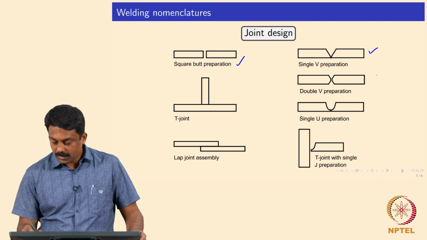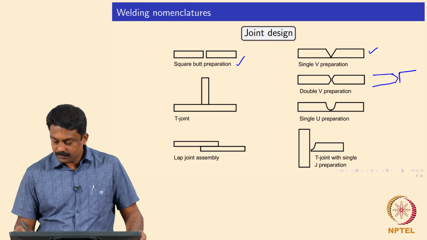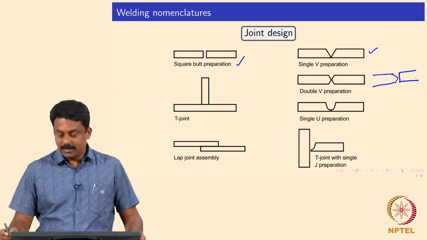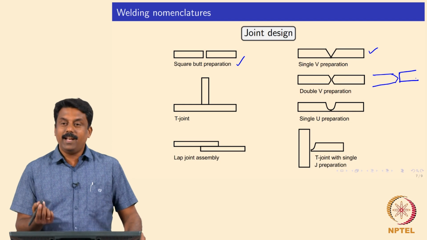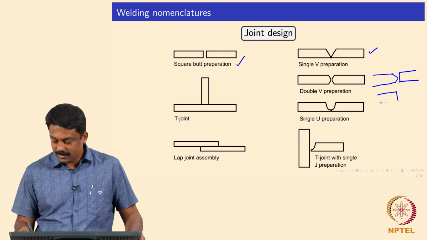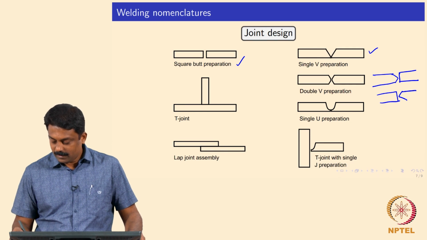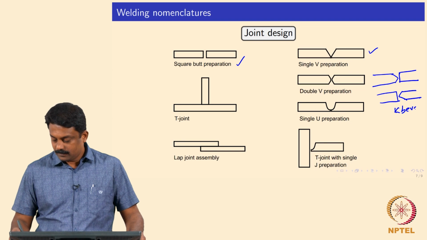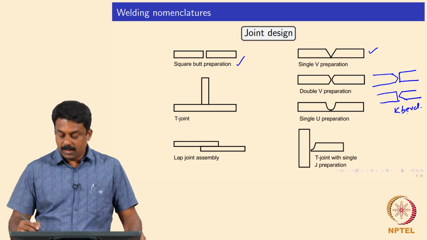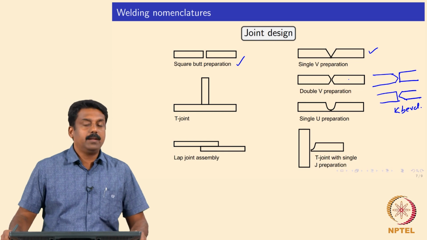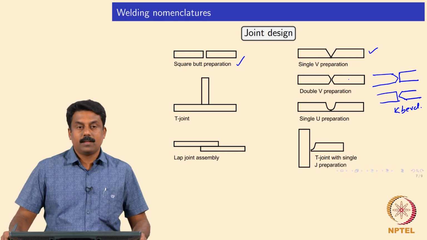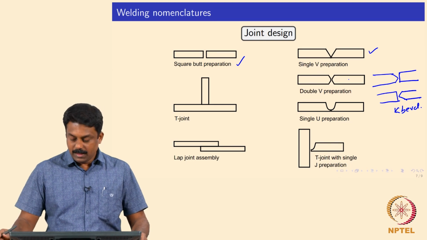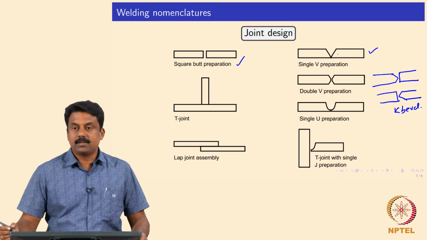Double V or K is also commonly used. What is K? You have a double V on one side and the other side is flat. If you want a conventional K letter coming up, you make this side flat and make a double V on one side. So this is K bevel. K bevel and double V bevels are used for thicker sections, more than 20 mm or so. For reasonable cross sections, the V bevel is commonly used.